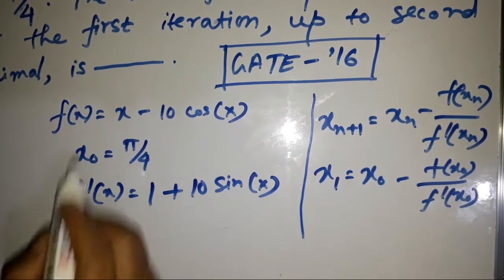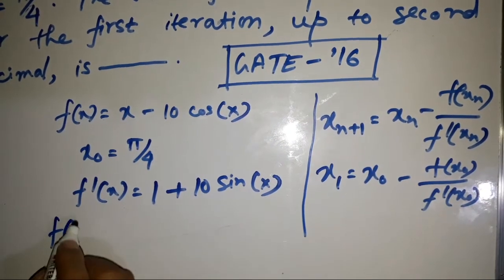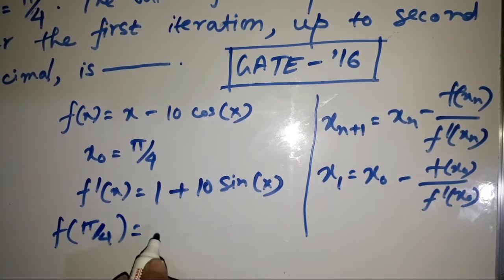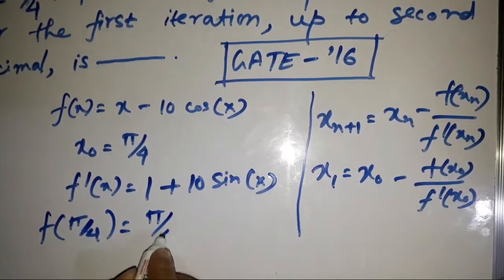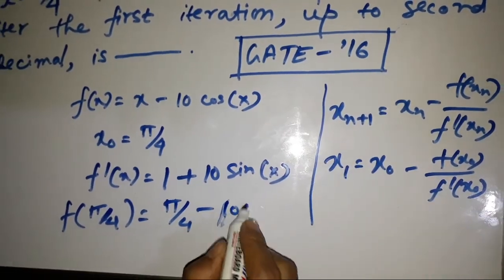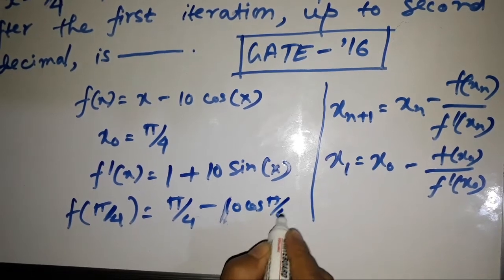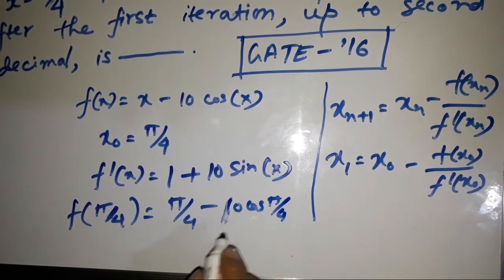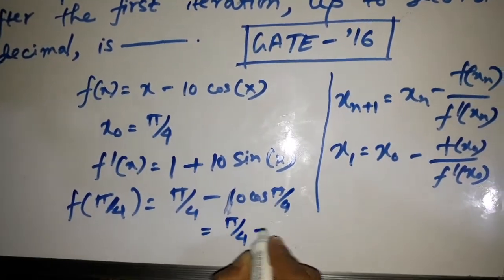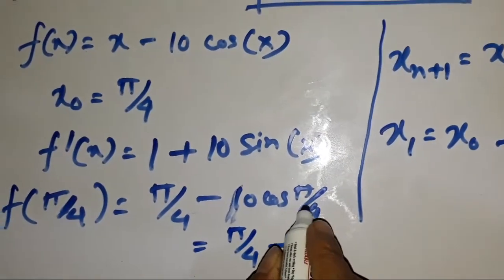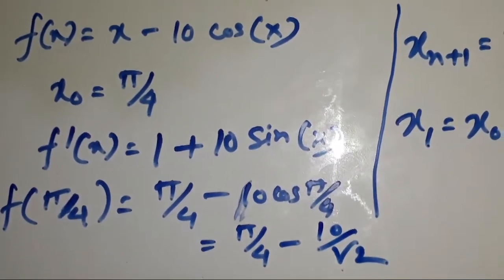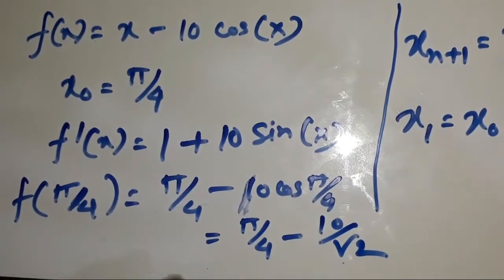So f of x0 means f of pi by 4, equal to pi by 4 minus 10 cos pi by 4. That means pi by 4 minus 10 into 1 by root 2, that means 10 by root 2. Clear?